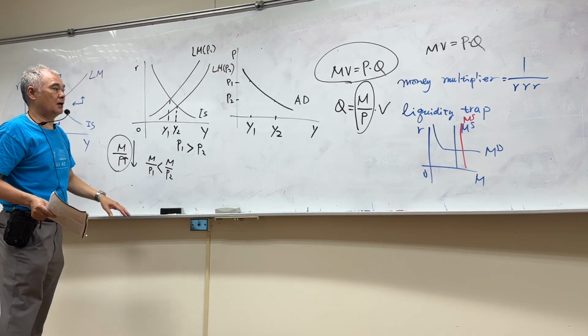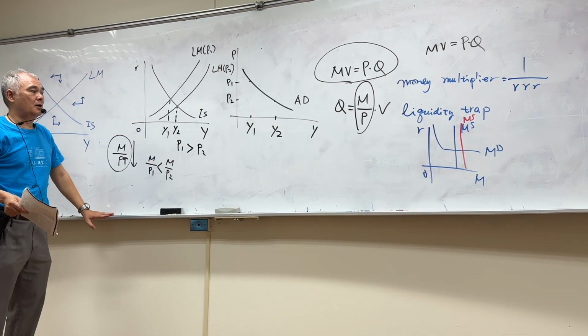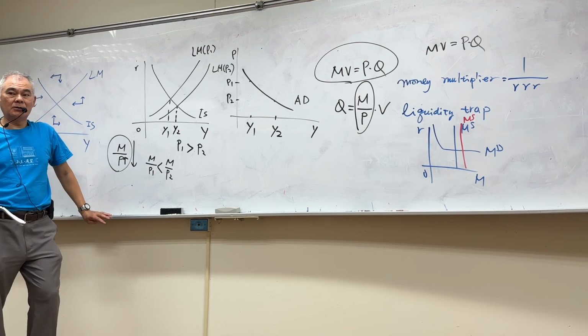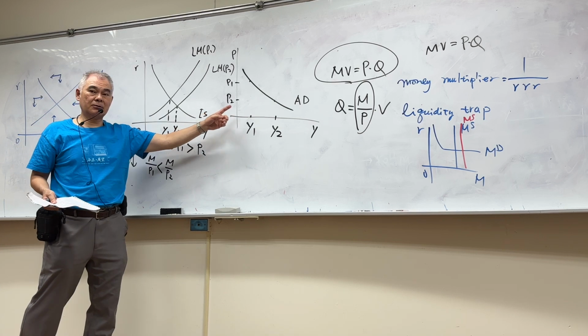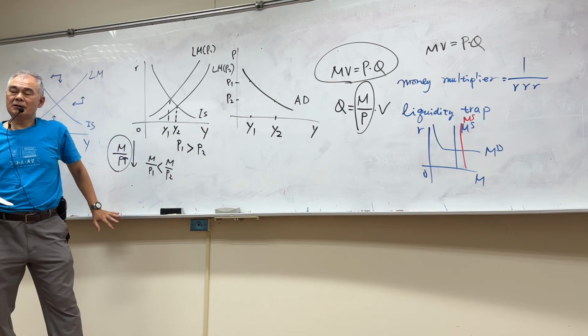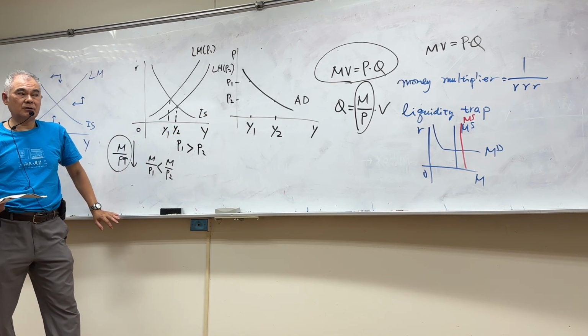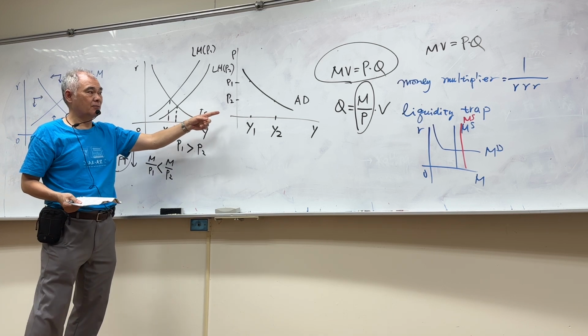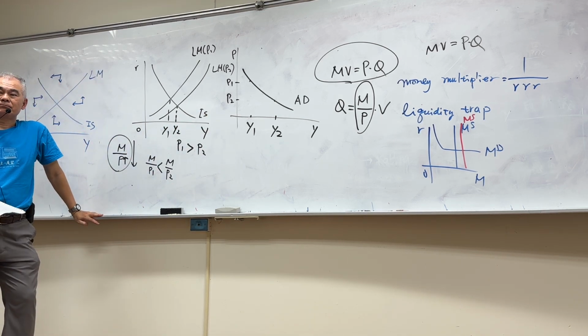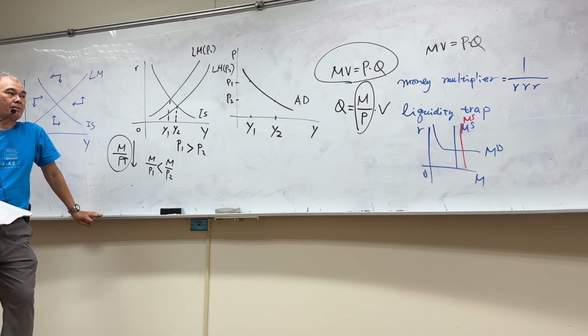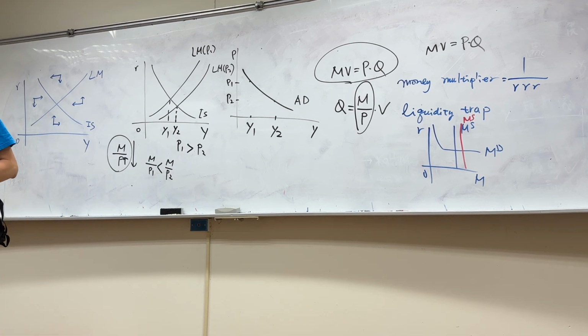So basically we have two kinds of model. One is IS-LM, from which you can derive aggregate demand, and the other one is the Keynesian model. The same thing, you can also derive aggregate demand. So questions? Okay, let us look at the textbook.